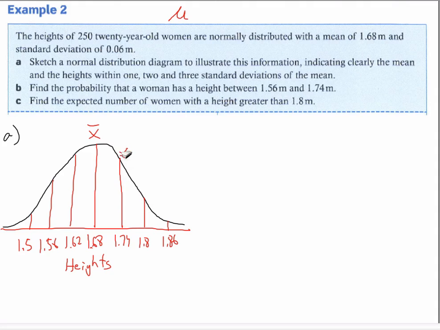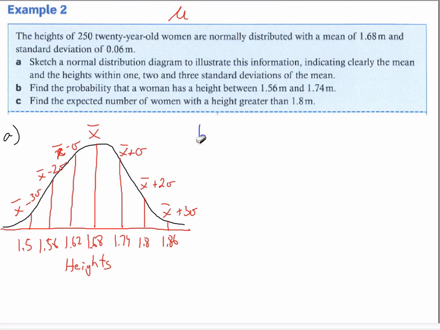Let's label that as x, or the mean plus one standard deviation, the mean plus 2 standard deviations, the mean plus 3 standard deviations. Here is the mean minus 1 standard deviation, the mean minus 2 standard deviations, and the mean minus 3 standard deviations. Alright.